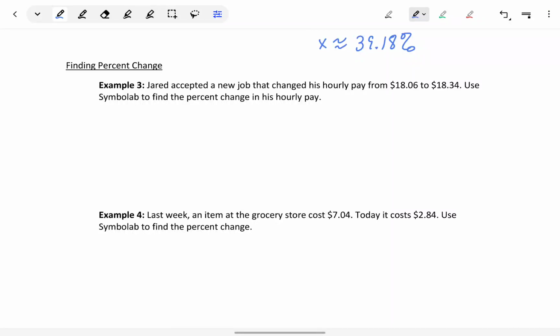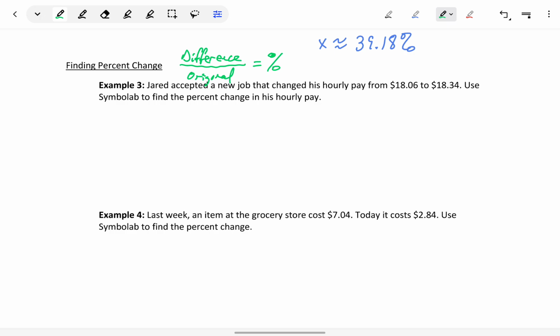In the next two examples, we're dealing with cases where we want to find percent change. Anytime we're trying to find the percent change, what we want to do is identify the difference, the amount of the change, divided by the original amount, and that's going to be equal to some percent.